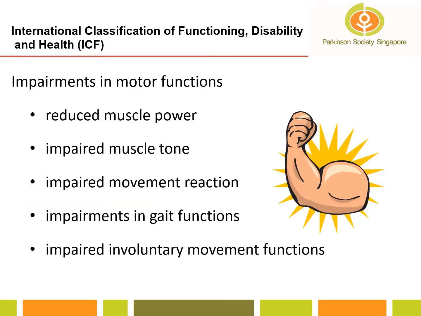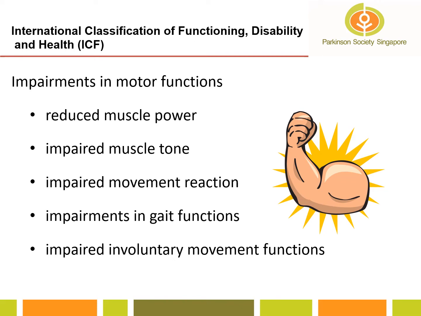So some of the common impairments that we do see in our clients include a reduction in muscle power, and this can be assessed during your MMT. More often than not, they may have some impaired muscle tone, such as having dystonia, having rigidity. They may also have impaired movement reaction, and we are talking about them having poor balance reactions, or they may have impairment in their gait function.